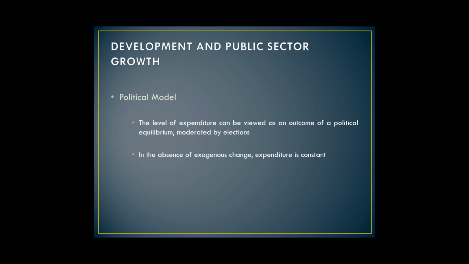Under the political model, the level of expenditure can be viewed as an outcome of political equilibrium moderated by elections. The preference of the government to spend money competes with the preference of the public who do not want to pay taxes. In the absence of external changes, expenditure is then held constant, while periods of significant upheaval occasionally arise and equilibrium is suspended, which permits the government to raise expenditures.